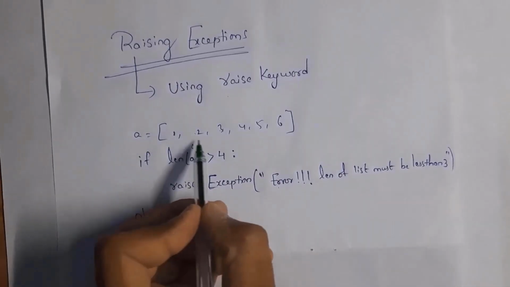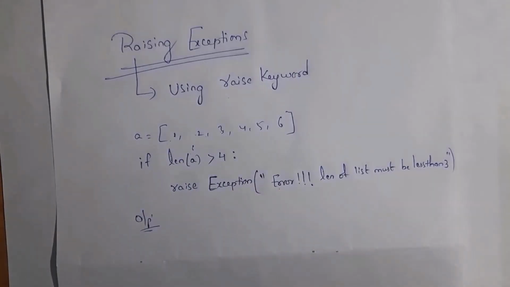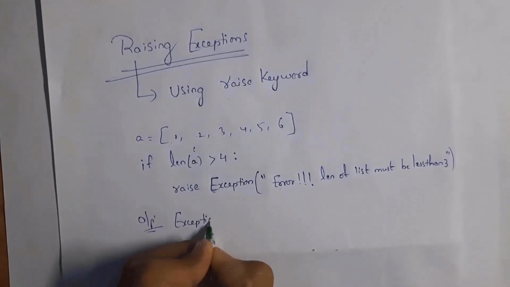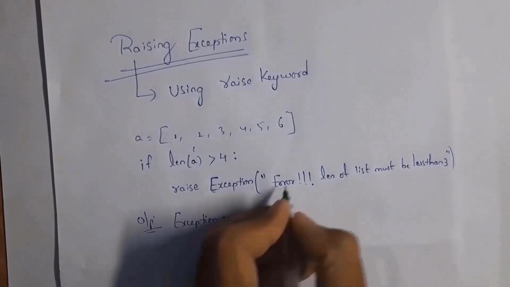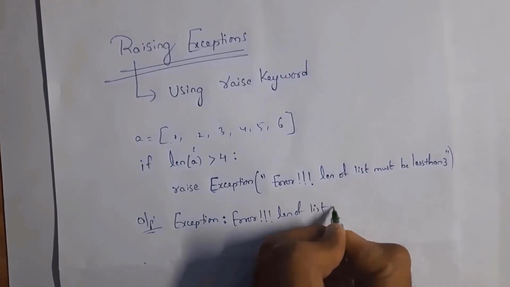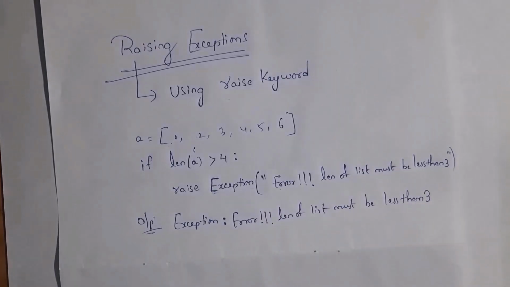But here I took a total of 1, 2, 3, 4, 5, 6. I took a total of 6 items. So the length is 6, so it will display the exception. So this is my output. Except raise, it will display the remaining, that is Exception. What is the exception? Error length of list must be less than 3. This is the use of the raise keyword.